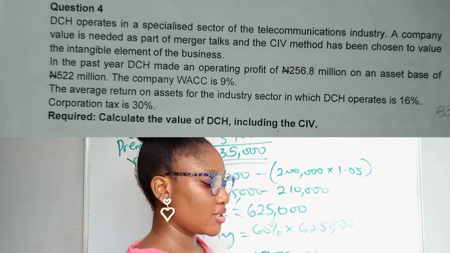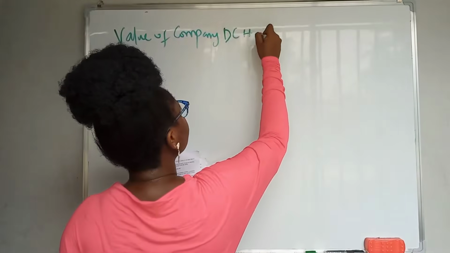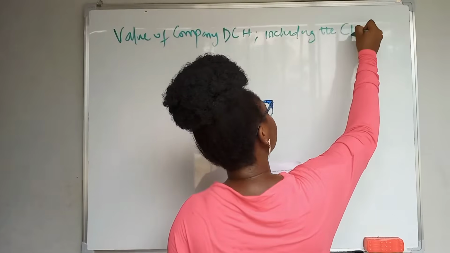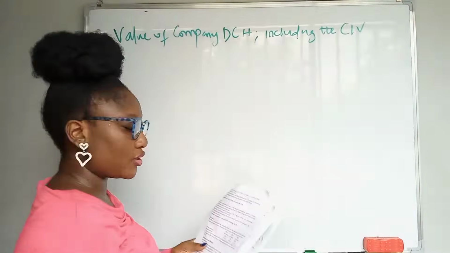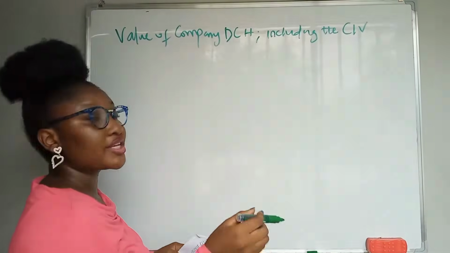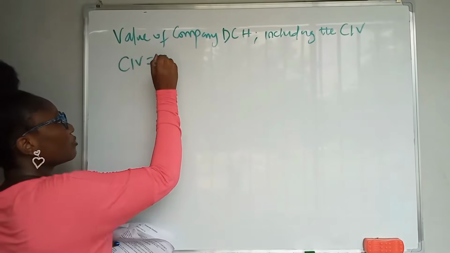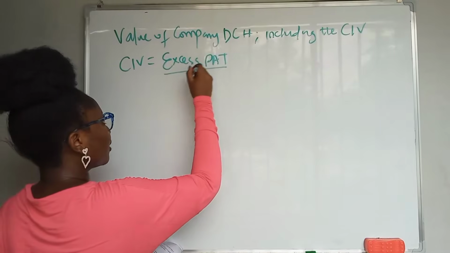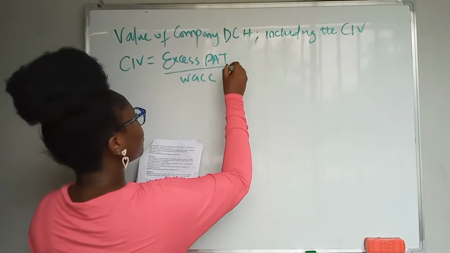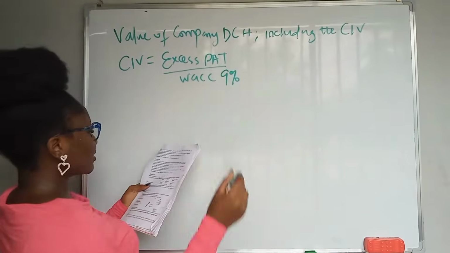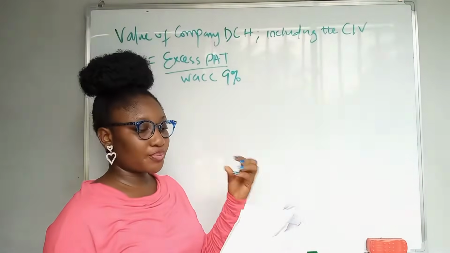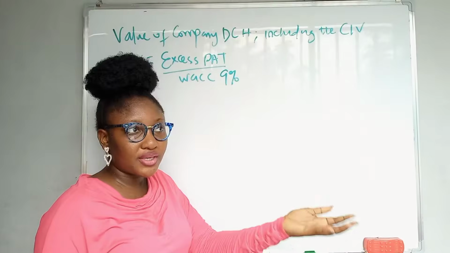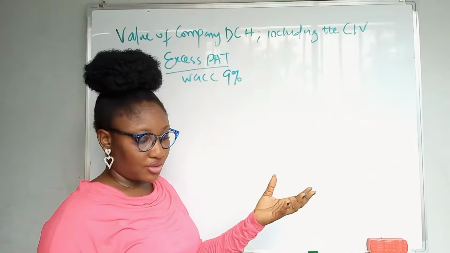So let's calculate that. Value of company DCH including the CIV. That's the calculated intangible value, right? I told you that to get your CIV, let the formula guide you. It is your excess profit after tax over WACC. Now they told you that the company's WACC is 9%. But what's your excess profit after tax? That is, what is the profit that this DCH is making that is in excess of an average company in their industry? Does it make sense?